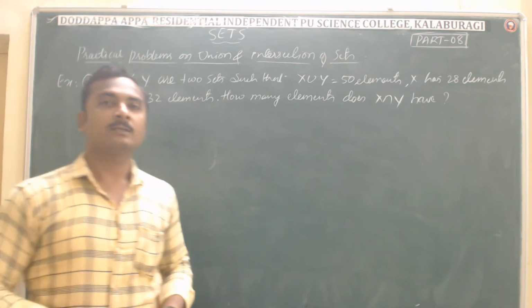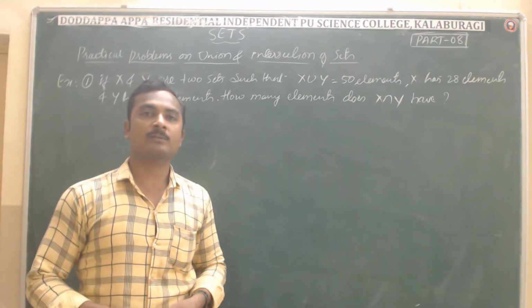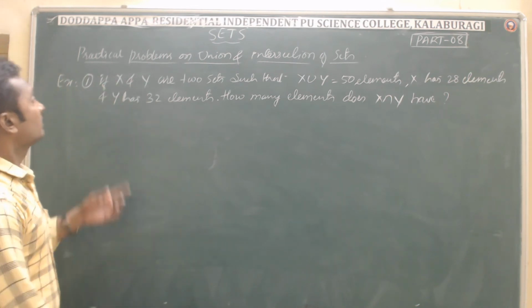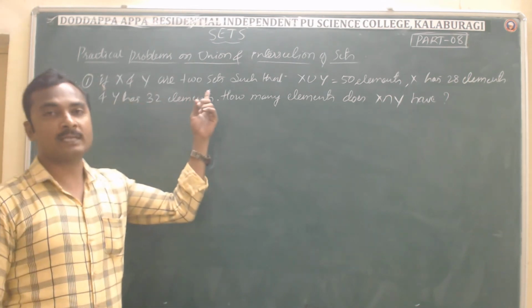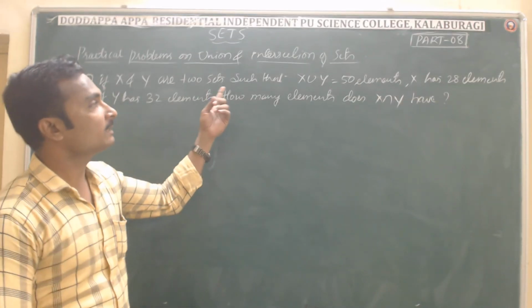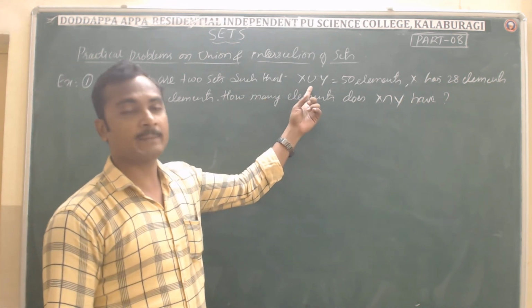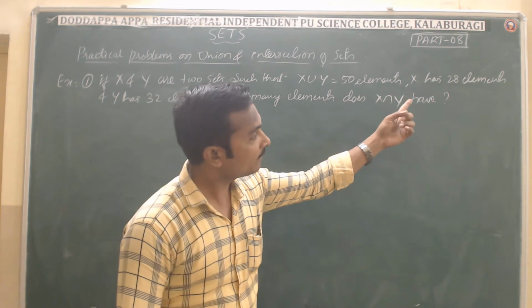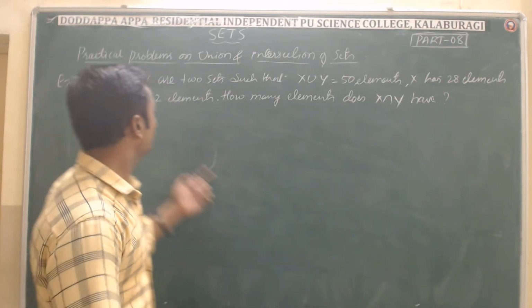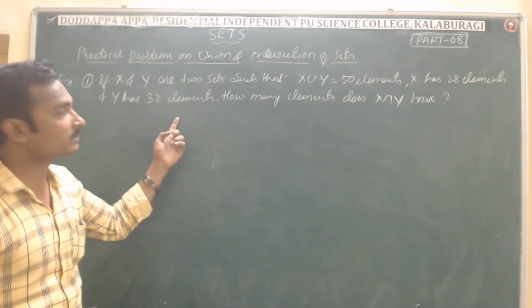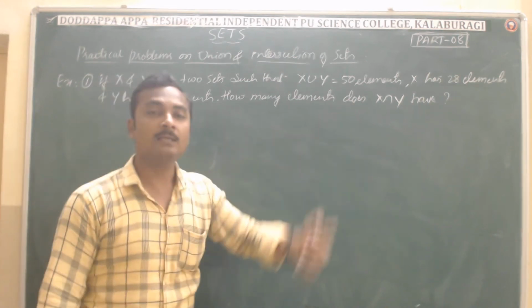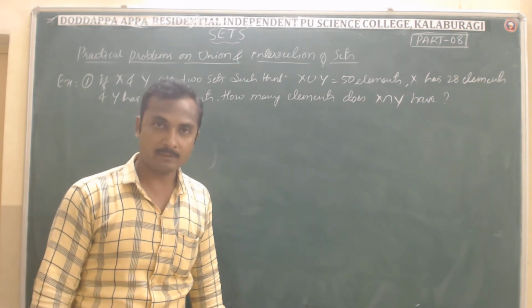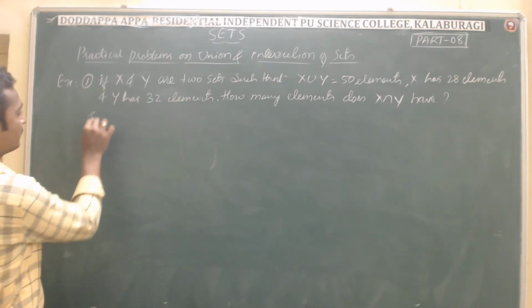Okay students, so we will solve some problems. If x and y are two sets such that the number of elements of x union y equals 50, x has 28 elements and y has 32 elements, then how many elements does x intersection y have? Let us solve this problem.